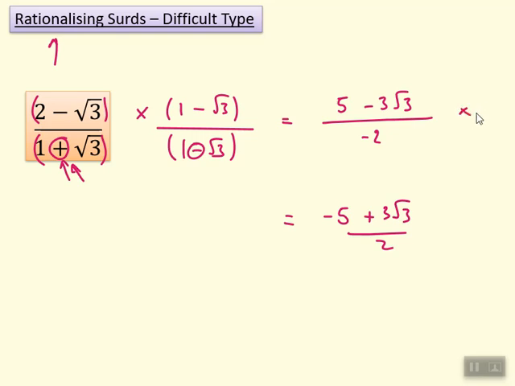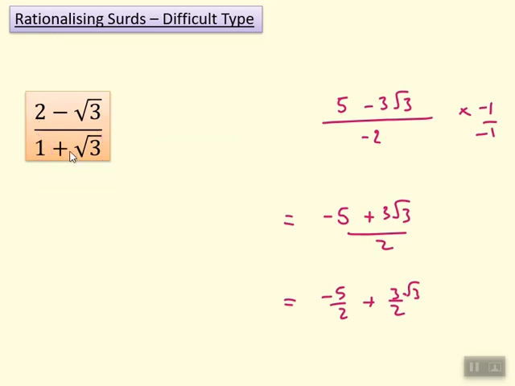So all I've done is times top and bottom by -1, which doesn't really change it again, but this is one acceptable version of the answer, or -5/2 plus 3/2 root 3. They're all equivalent, okay? And if you type that original question in on a calculator, it will give you one of these, probably this middle one here on the calculator. But what I'm telling you is that this thing here is equivalent to that.